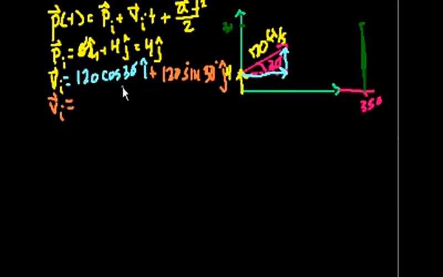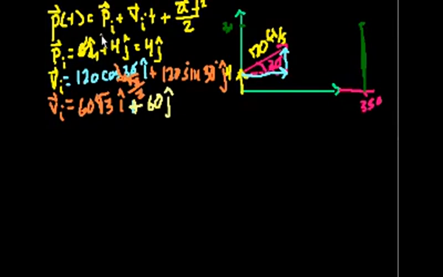What's cosine of 30 degrees? It's square root of 3 over 2, right? Square root of 3 over 2 times 120, that's 60 square roots of 3, and that's times the x unit vector, which we denote by i with a little funny hat on top. I'm going to switch colors again. Plus, what's sine of 30 degrees? Well, that's 1/2. So 1/2 times 120, so that's 60j.